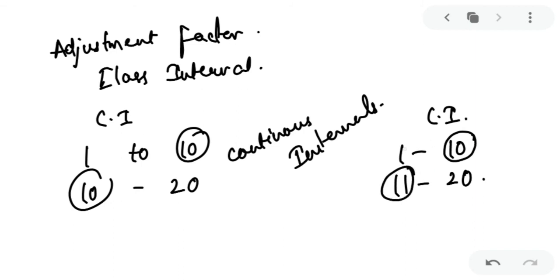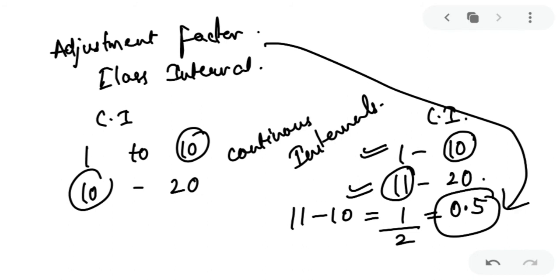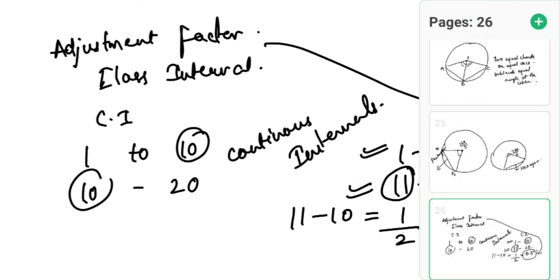The upper class limit of the first class interval and the lower class limit of the second class interval are subtracted. So it will be 11 minus 10, that is 1, and that is to be divided by 2, so that will be 0.5. So 0.5 in this case is called the adjustment factor. So what do we do with the adjustment factor?